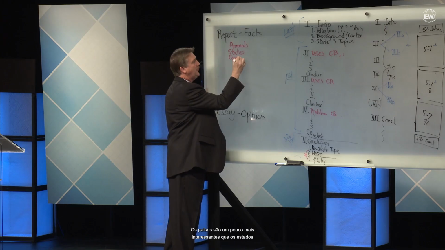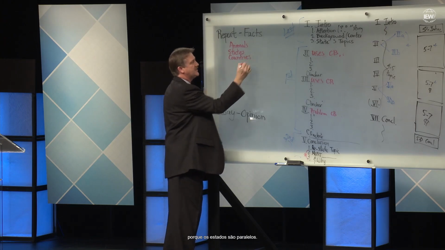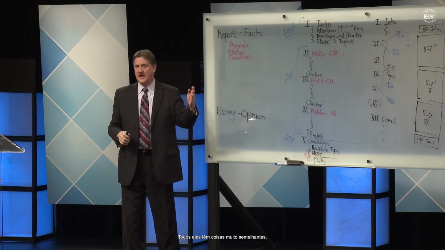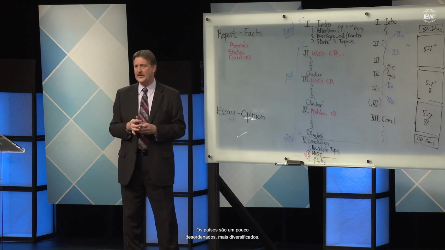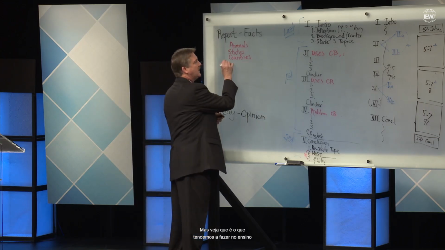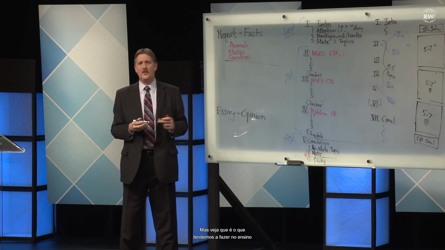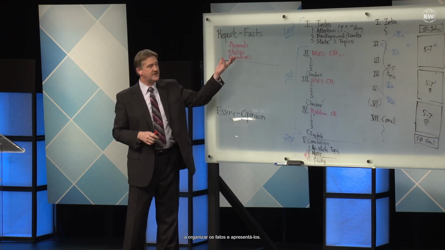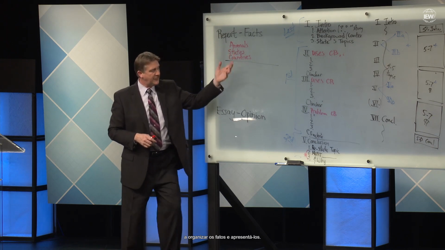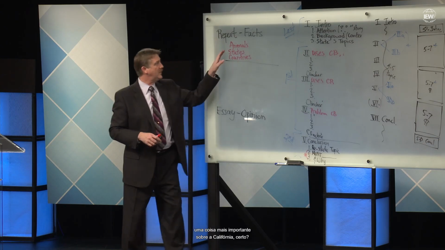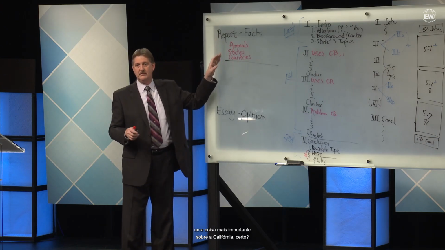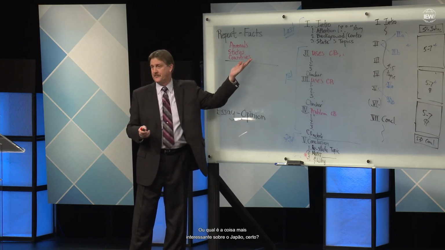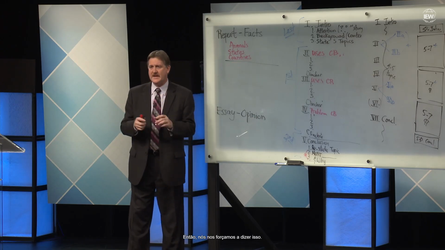Countries are a little bit more interesting than states because states are kind of parallel. They all have very similar things. Countries are a little messier, a little more diverse. But you can kind of see that's what we would tend to do, say, in the upper elementary, teaching children to organize facts and present them. And if we can have them write a conclusion, what's the most significant thing about California, right? Or what's the most interesting thing about Japan, right? So we kind of force them to say that.